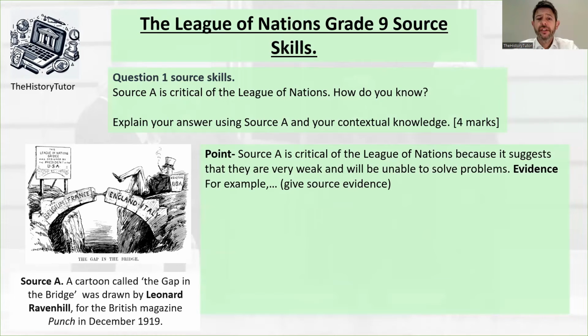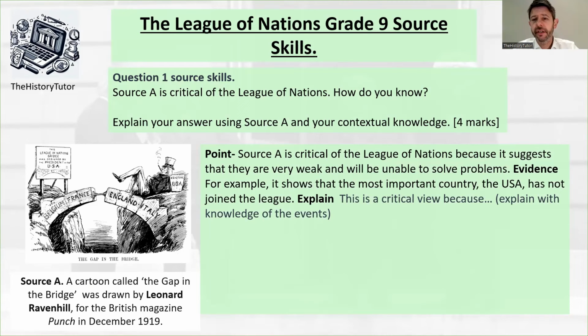So I've gone for: source A is critical of the League of Nations because it suggests that they are very weak and will be unable to solve problems. Right, so we could give a little bit of source evidence here if we wanted to. It probably flows better to do so, not essential though, because we've shown we understand the source already in the opening line. But we could just comment on the bridge, couldn't we? So, for example, it shows the most important country, the USA, has not joined the League, and the bridge looks weak. So, explain. This is a critical view because now we need some knowledge of the events.